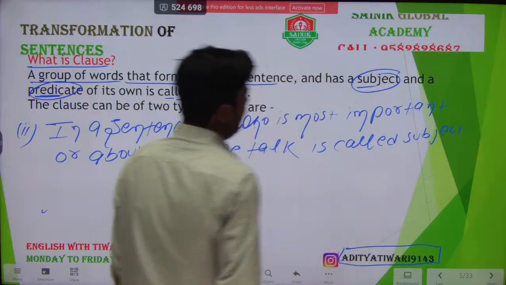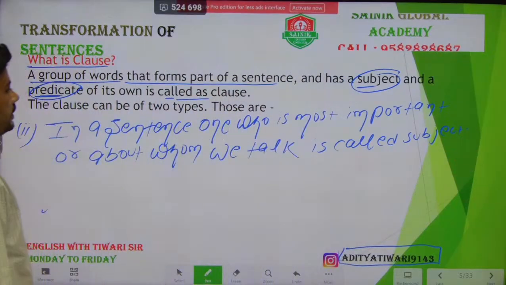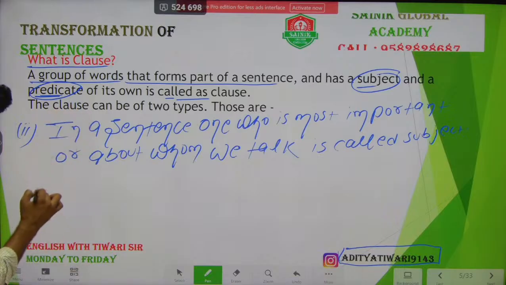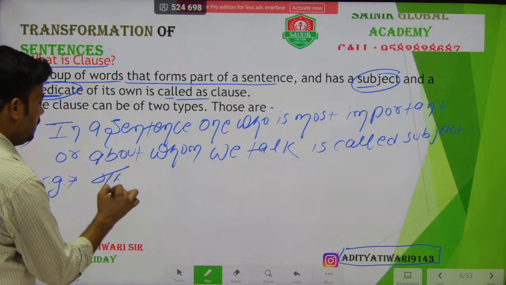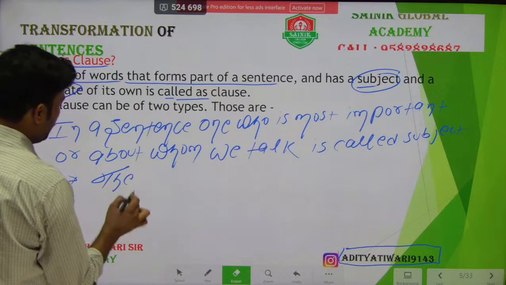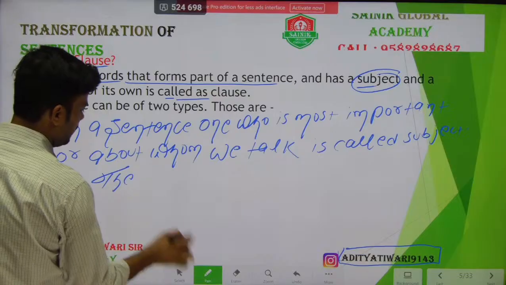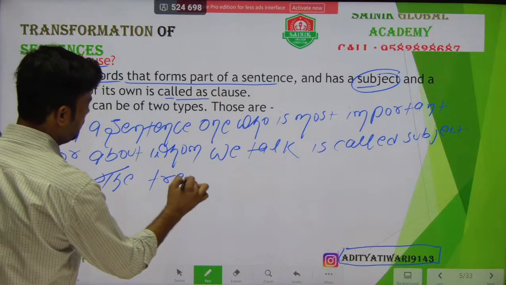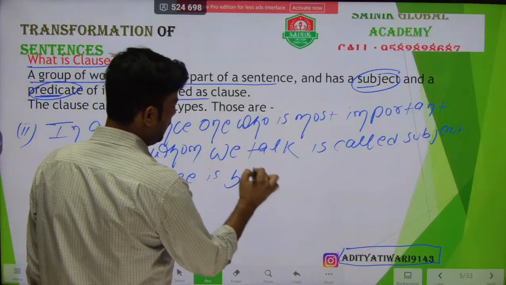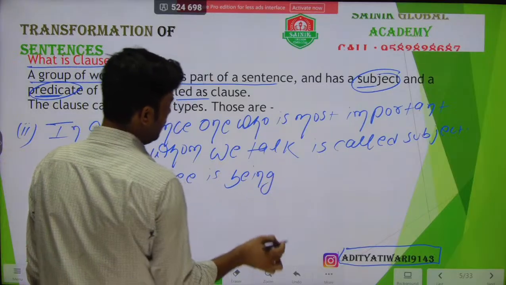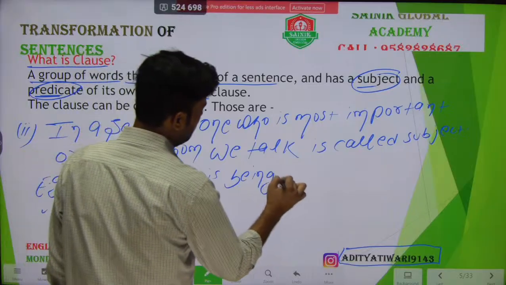See what I wrote here: in a sentence, the one who is most important, or about whom we talk, is called the subject. Okay, see some examples here. If I write, "The tree is being cut." Here I have used "the" because I am talking about a particular tree. Okay, the tree is being cut.